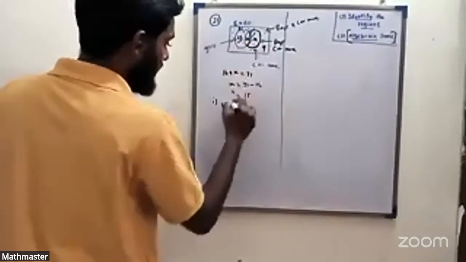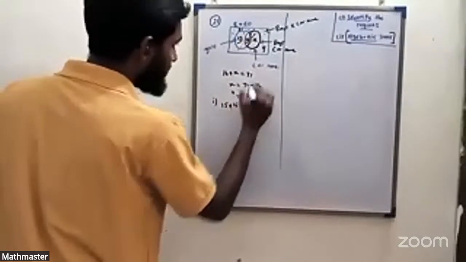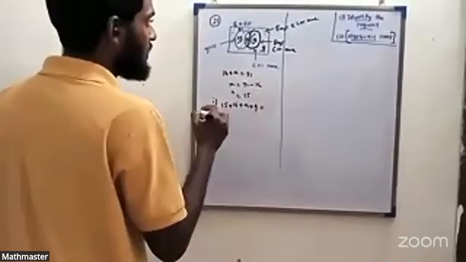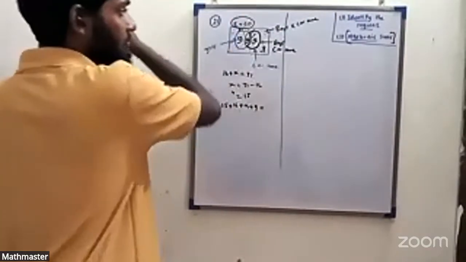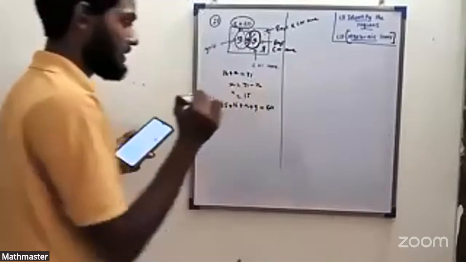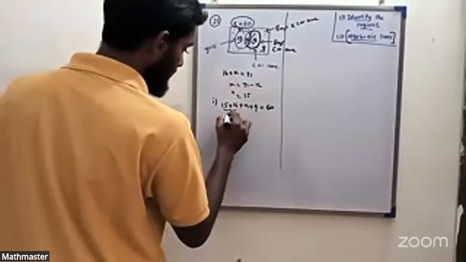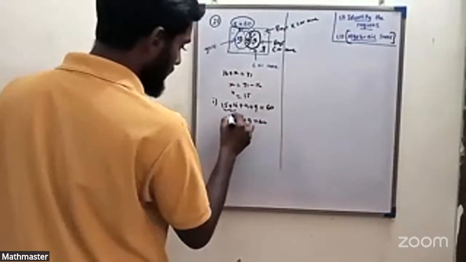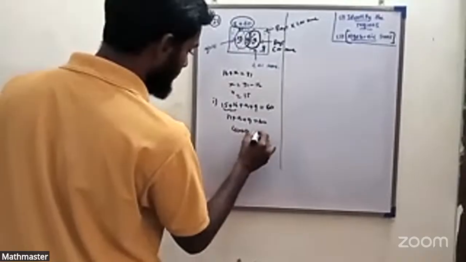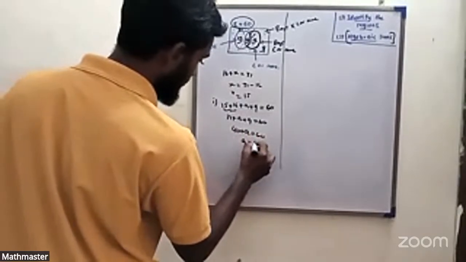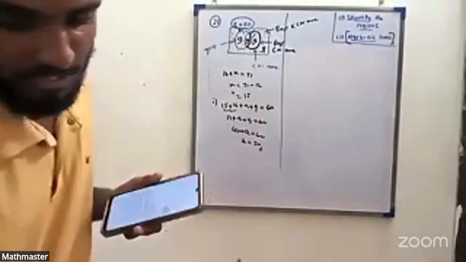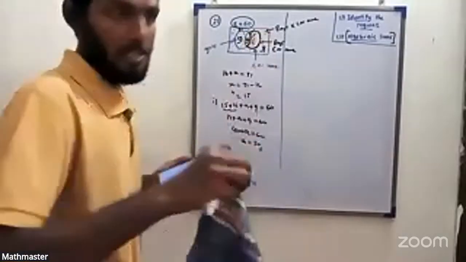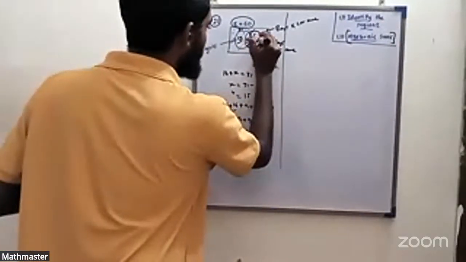Then how to find A? 15 plus 16 plus this A plus this 9 should be giving the total 60. Then we can find A. 15 plus 16, 31, plus A plus 9 equals 60. 31 plus 9 is 40. 40 plus A equals 60. A equals 60 minus 40, that is 20. That means A we found as 20. A is 20, 2, 0, 20.